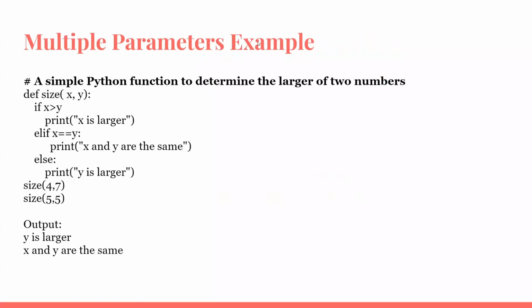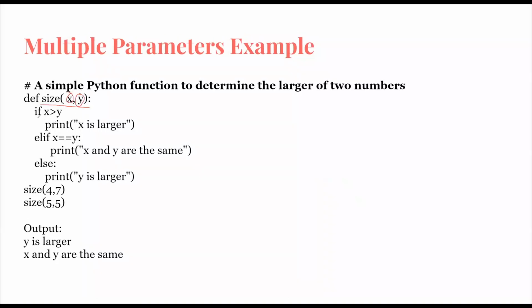But here is an example of a multiple parameter function, size. We're taking two parameters, x and y. If x is bigger than y, we print out x is larger. If they're equal, we print out they're the same. At the end, we have y is larger. Notice how we have print in the function itself, so we don't have to print manually when we call the function. All I have to do is call the function with 4, 7, and we get y is larger, because 7 is bigger than 4. Then size 5 and 5 prints out they're the same, because 5 equals 5. So it's a very simple multiple parameter function.